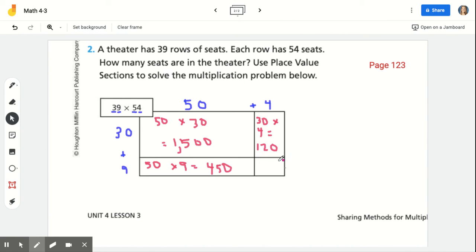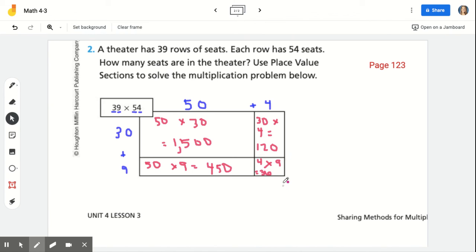Our last place value section, this small little rectangle over here, what's the multiplication sentence going to be? Well, from here to here is the same as here to here, and here to here we labeled as 4. 4 times, and then from here to here is the same as here to here, and this is labeled 9. 4 times 9 equals 36. So now we have 4 partial products: 1,500, 120, 450, and 36.